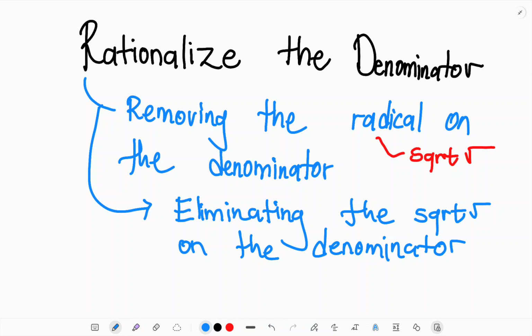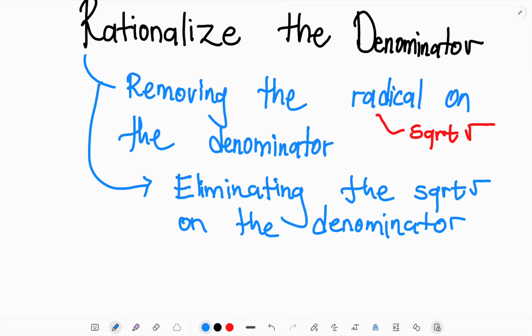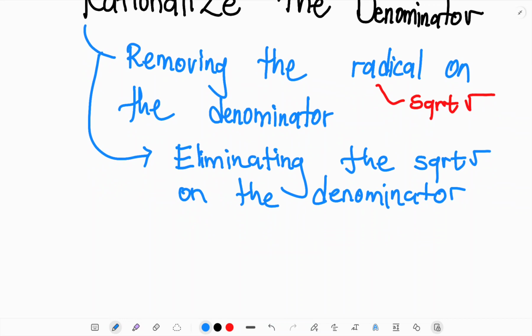So whenever they say rationalize, the goal for that question will be for you to remove the square root or the radical on the denominator. Before you get into it, you need to understand the different types of radicals that are there, so that you can be able to solve.